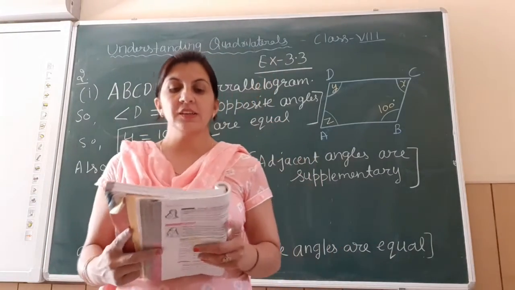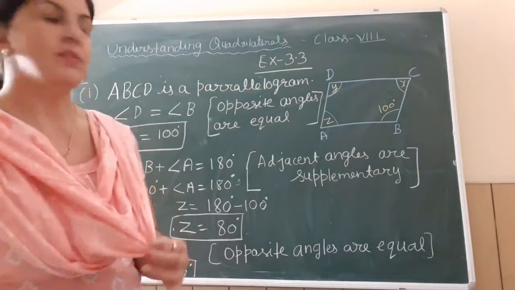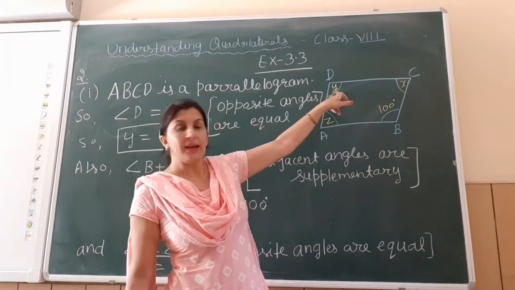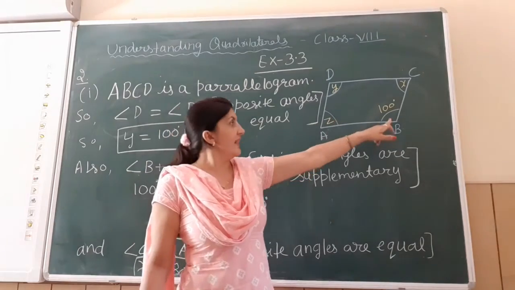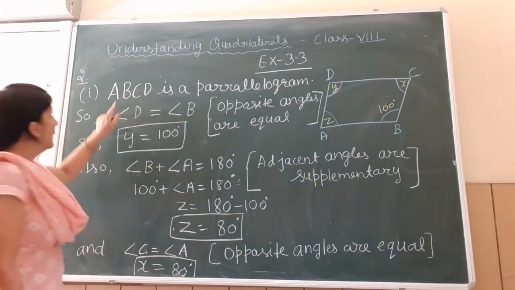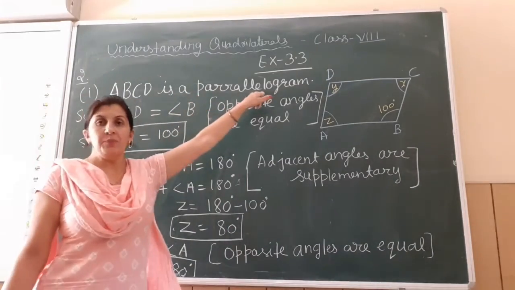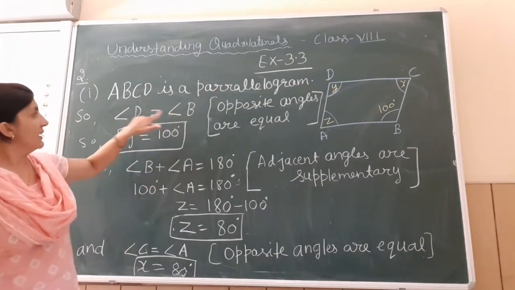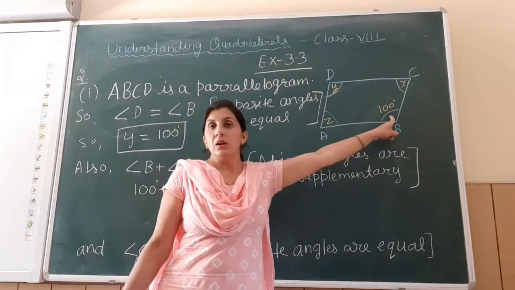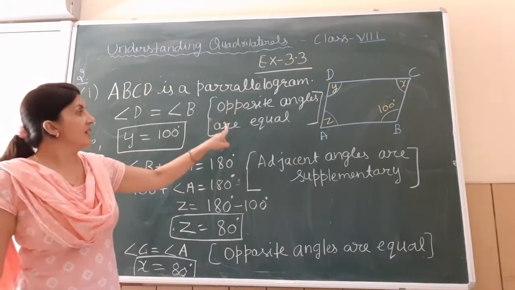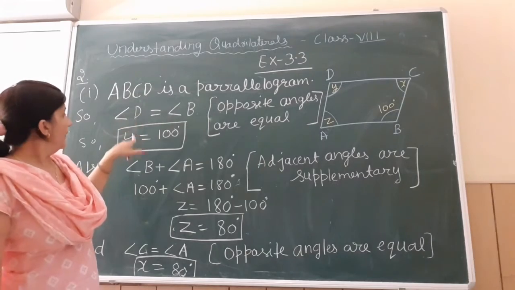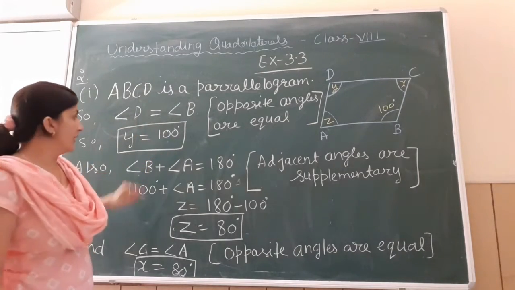Now second question is, consider the following parallelogram, find the value of. This is the parallelogram ABCD. This angle is Y, this angle is Z, this angle is 100 degree and this angle is X. We have to find out their values. ABCD is a parallelogram. So angle D is equal to angle B. Opposite angles are equal in a parallelogram. So angle D, Y, is equal to 100 degree.